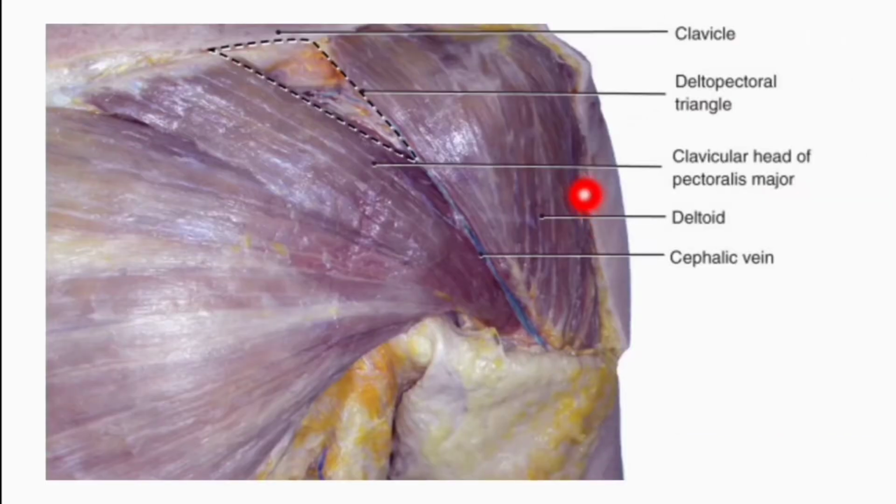This is the cadaveric dissection of the deltopectoral triangle. Here you can see the deltopectoral triangle. This is the deltopectoral groove and here you can see the cephalic vein.